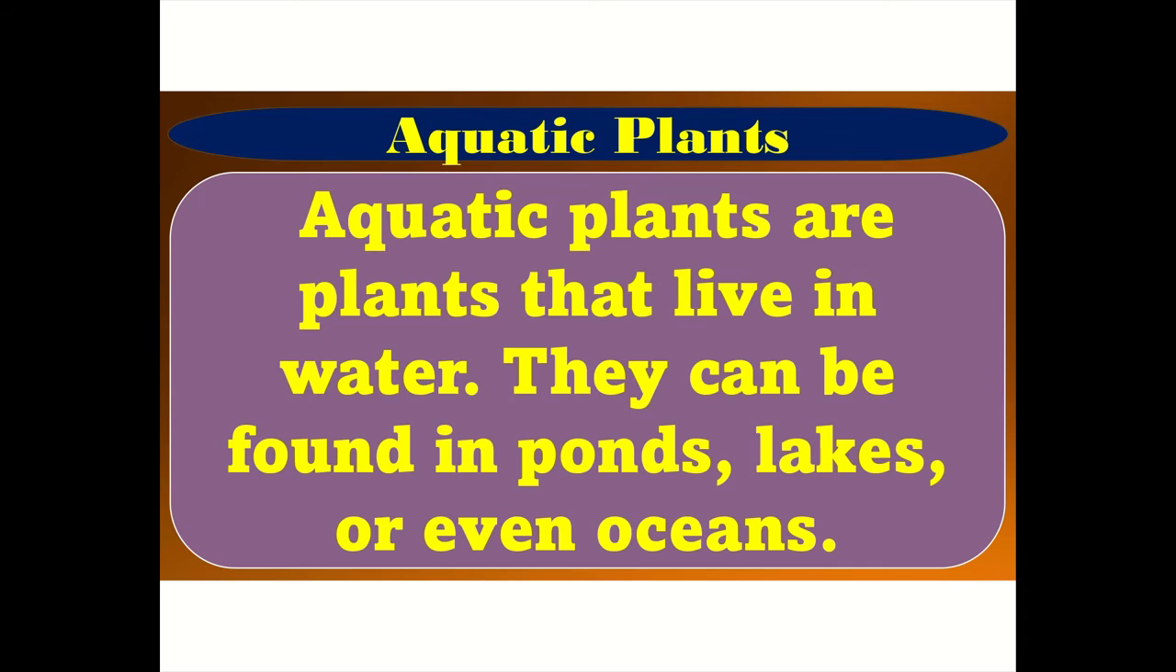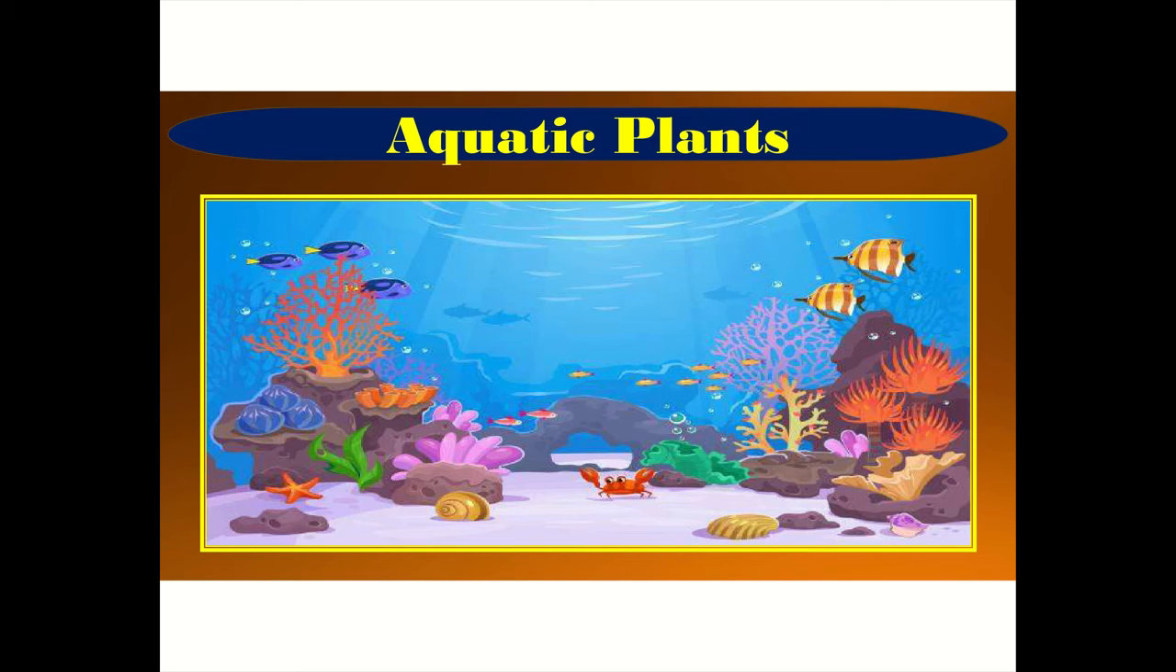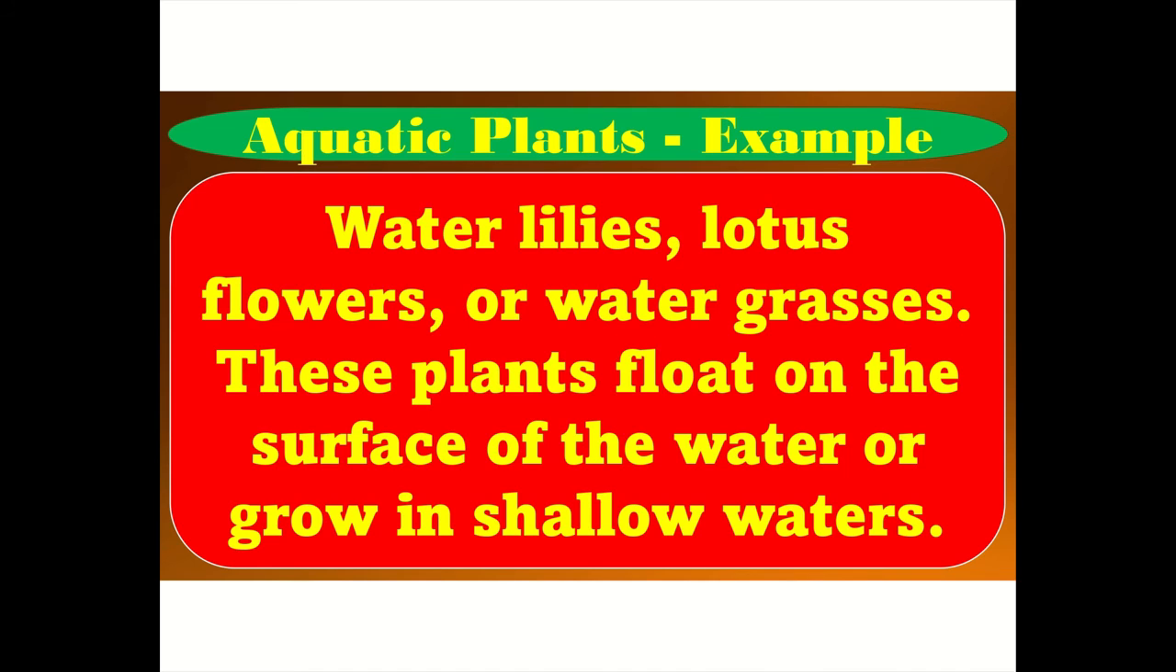Aquatic plants. Aquatic plants are plants that live in water. They can be found in ponds, lakes, or even oceans. Example, water lilies, lotus flowers, or water grasses. These plants float on the surface of the water or grow in shallow waters.